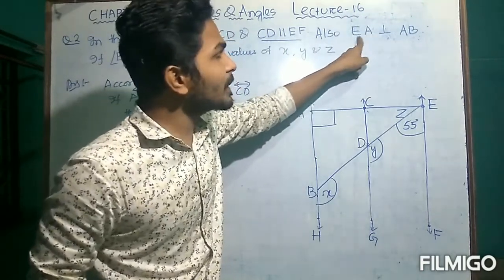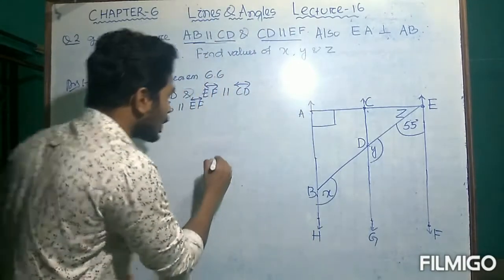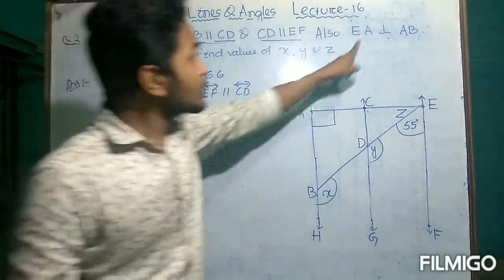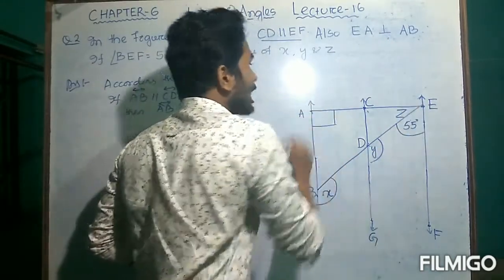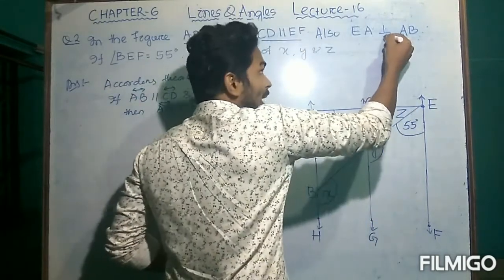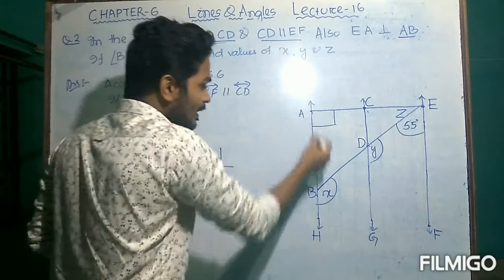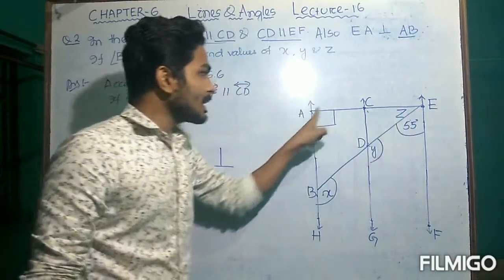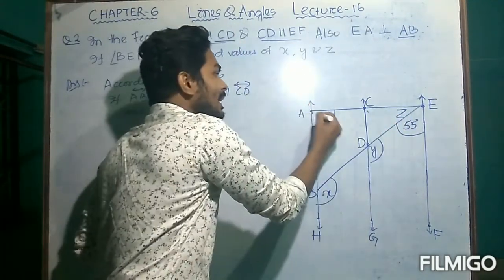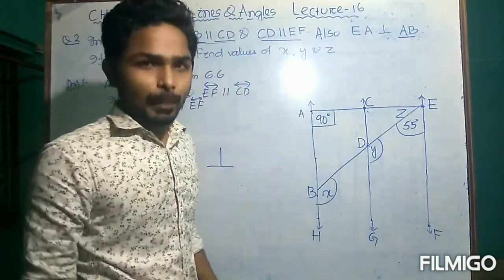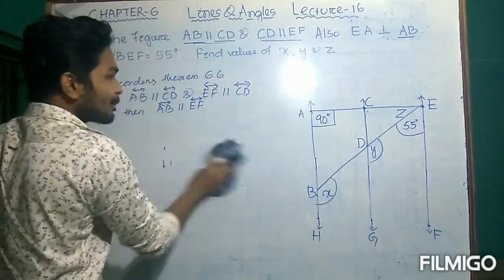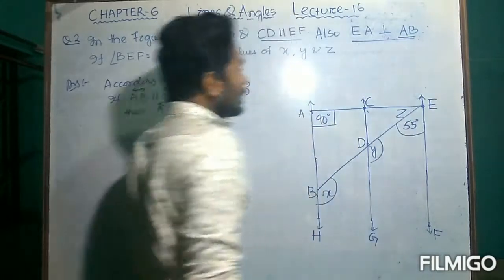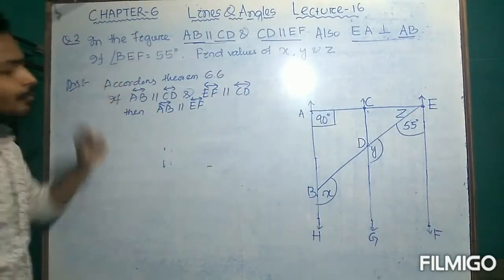Okay. Next, also the line segment EA, or you can say the straight line, is perpendicular. This is the symbol of perpendicular. I have told you this is the symbol of perpendicular, this is the symbol of parallel. Okay, so the line EA is perpendicular to AB. AB means this. So the line EA is perpendicular to the line AB. It means the line EA intersects AB at an angle of 90 degrees. Perpendicular means 90 degrees. This is given. Understood?